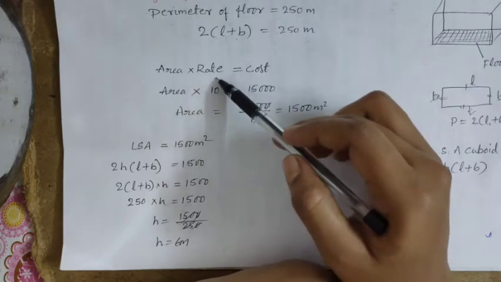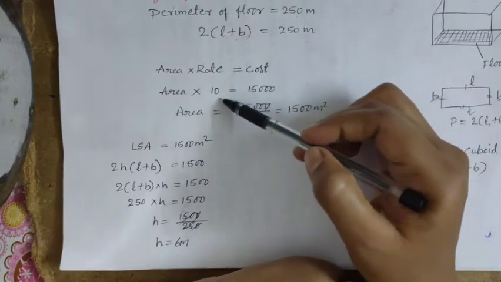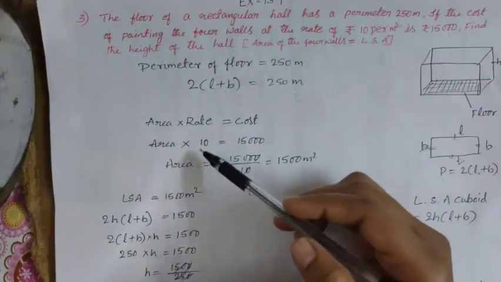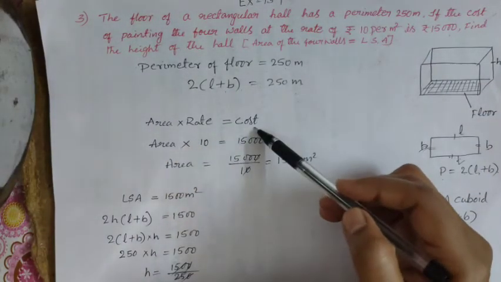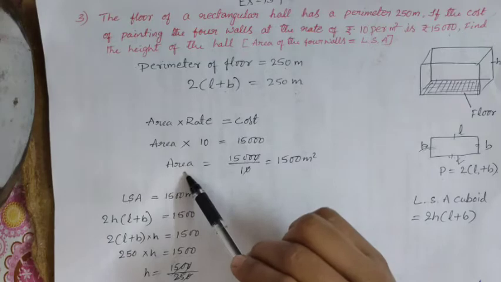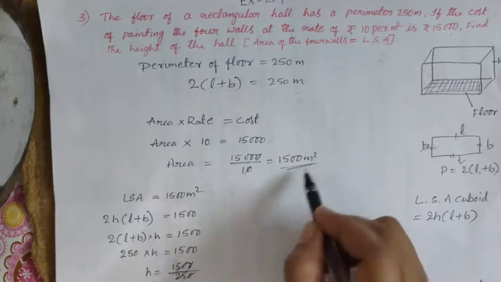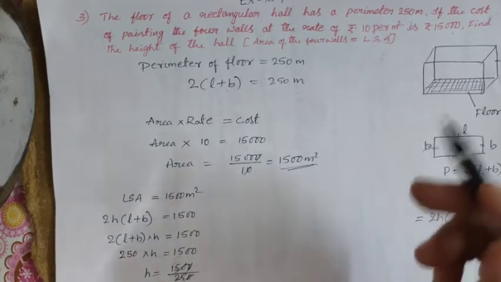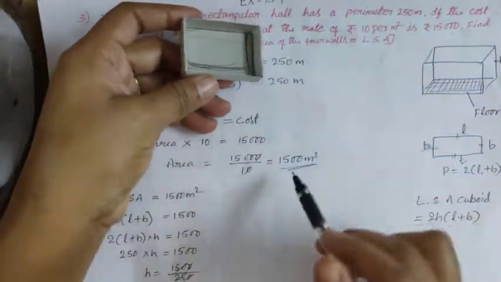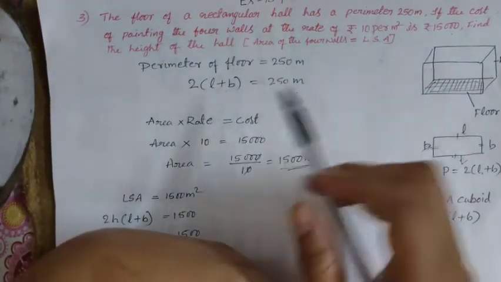Area into rate is equal to cost. The rate is 10 rupees, so write 10 and write area. The cost is 15,000. So now take this area: area is equal to 15,000 divided by 10, then we get 1500 meter square. So the area of these four walls will be 1500 meter square. Now find the height of this wall.